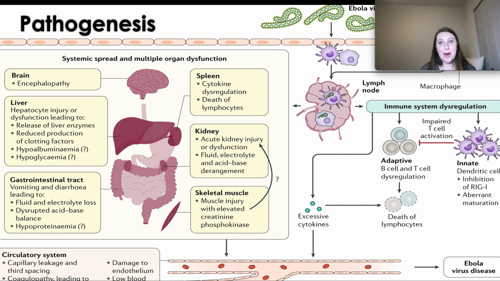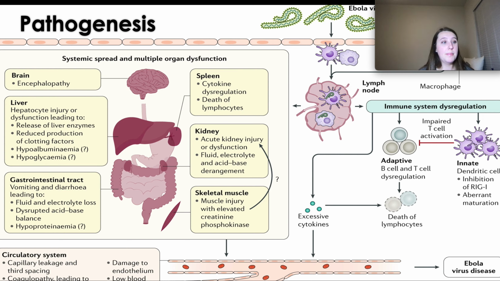So this looks like a complicated diagram, but it is pretty simple, just very in-depth. As we can see, the Ebola virus first enters the body through dermal entry, through cuts, scrapes, open skin through the epidermis, or it can also enter through mucosal membranes. And it infects many cell types, but it specifically targets the macrophages and dendritic cells.